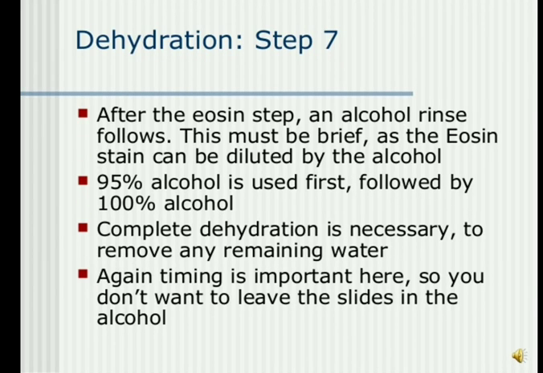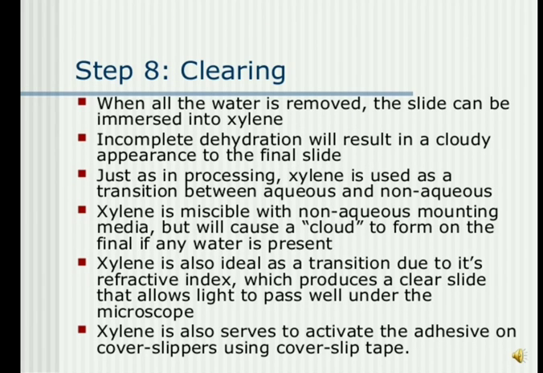Seventh step we have is dehydration. After the eosin step, an alcohol rinse follows. This must be brief as the eosin stain can be diluted by alcohol. 95% alcohol is first used, then followed by 100%. Complete dehydration is necessary to remove the remaining water. Eighth step is clearing by using xylene.